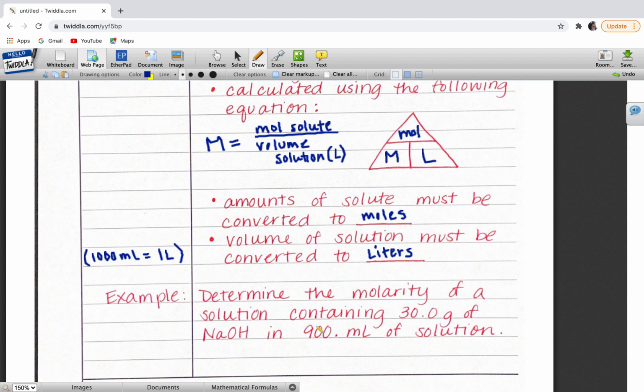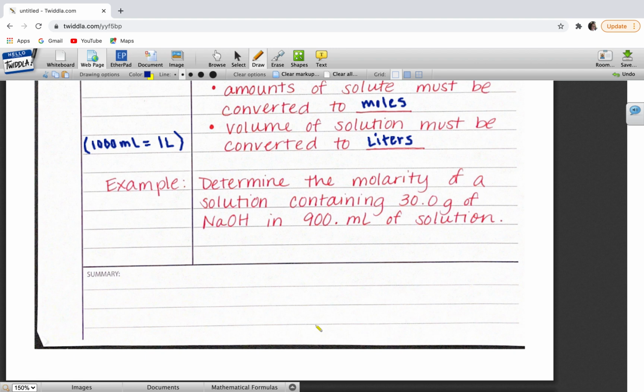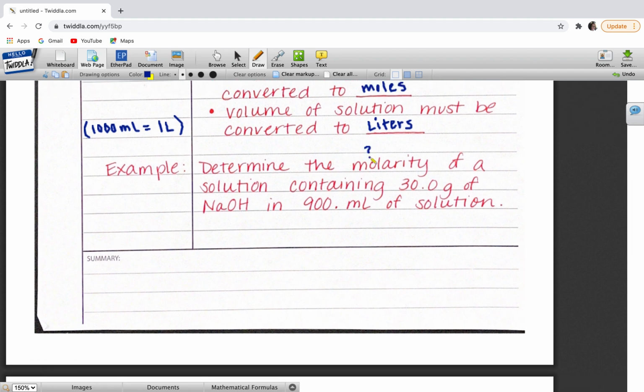So here's an example problem. Determine the molarity of a solution. So we are looking for M containing 30 grams of sodium hydroxide in 900 milliliters of solution. So again, typically small scale experiments, our volume is here in liters or milliliters, and we measure the amount of solute in grams because we can use a scale to measure that. We really can't measure moles.